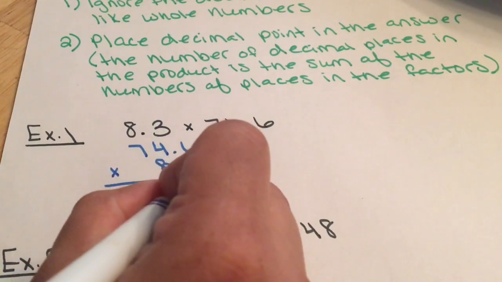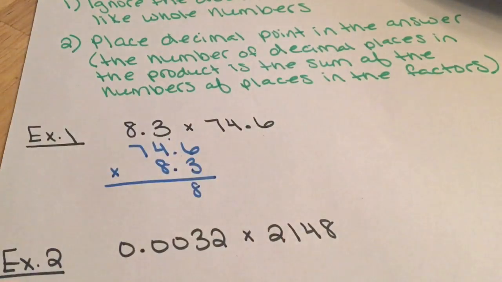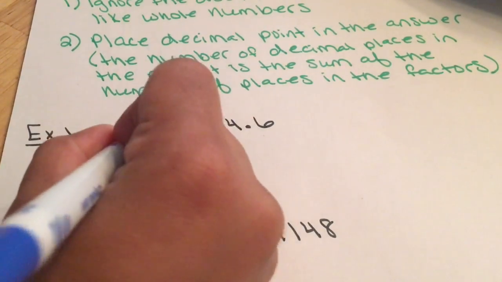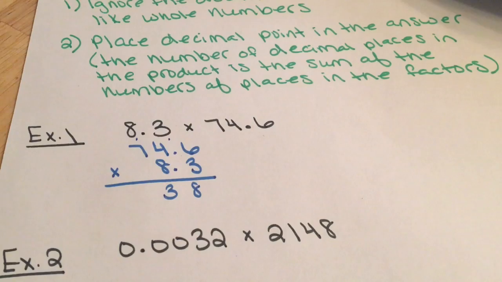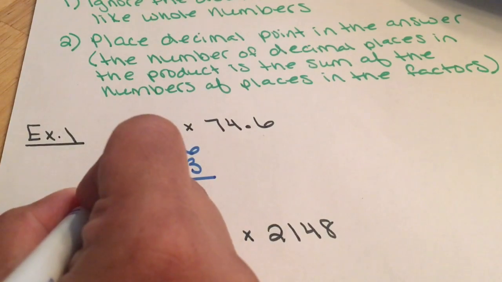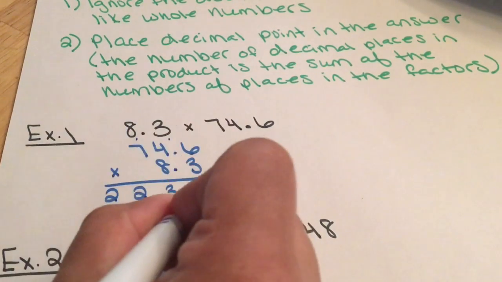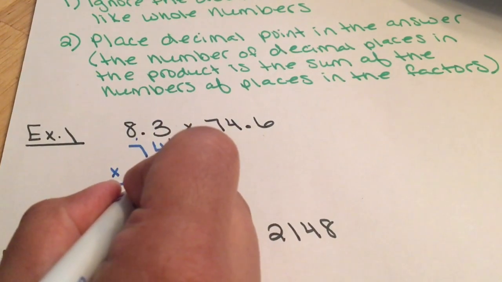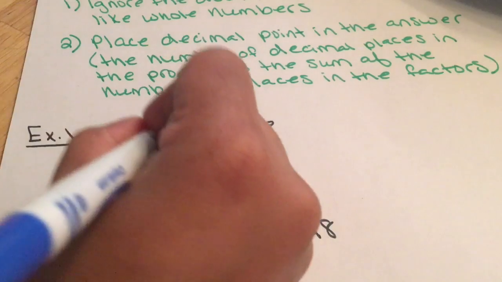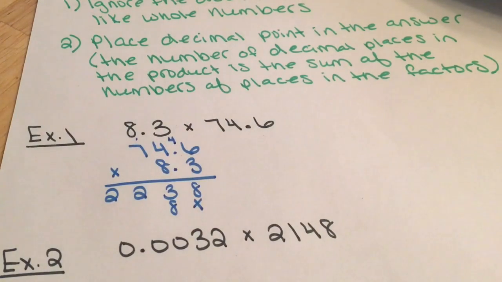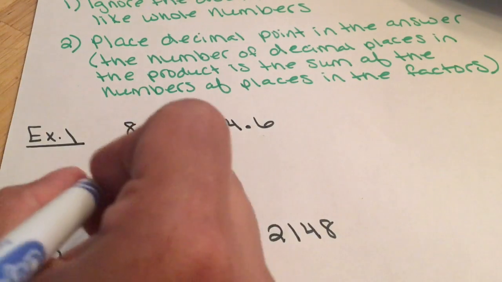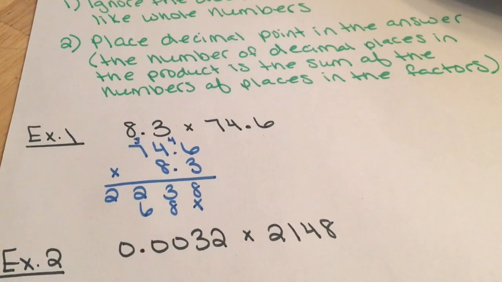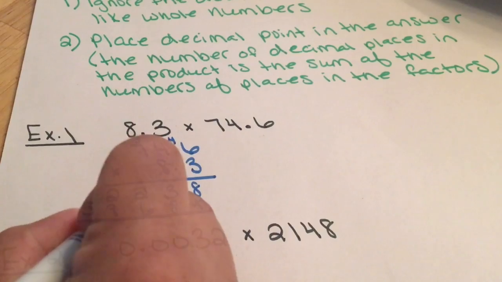So 6 times 3, 18, carry our 1. 3 times 4 is 12, plus the 1 is 13, carry our next one. 3 times 7 plus 1 is going to be 22. Okay, I'm going to put my little X here. Now I'm going to move on to my 8. 8 times 6 is 48, carry my 4. 8 times 4 is 32, plus 4 is 36, carry my 3. 8 times 7 is 56, plus 3 is 59.